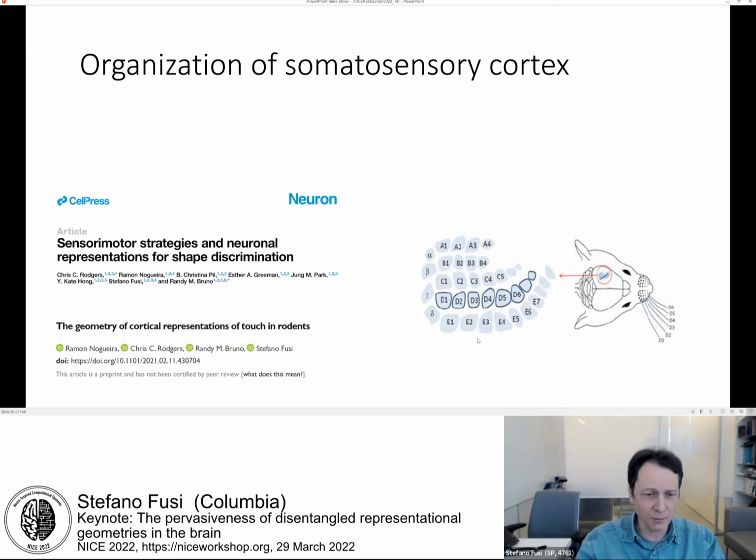And it's a great collaboration with Randy Bruno's lab, and Ramon Nogueira did all the analysis that I'm going to show you. So the barrel cortex is a beautifully anatomically organized part of the cortex, where you basically see these structures, these barrels, where you have neurons that seem to be specialized at encoding the movements, the angles, the touches of a particular whisker. Okay, so each of these barrels seems to be specialized for one particular whisker.